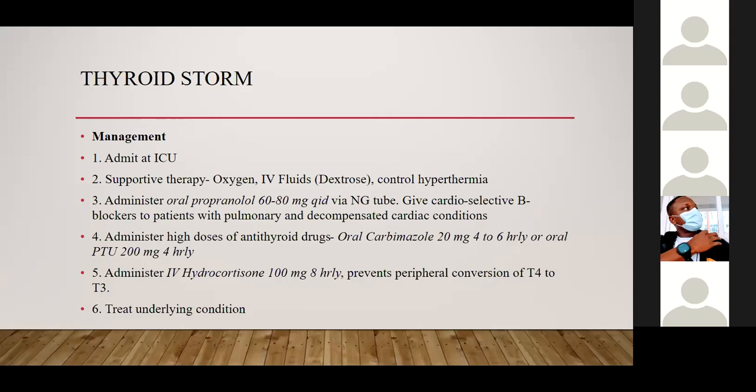You give it to the patient, and then what it does is that it prevents conversion of T4 to T3. And we are saying that T3 is the active form. So we don't want you to make more T3. So we give you IV hydrocortisone, and then it prevents the conversion of T4 to T3.